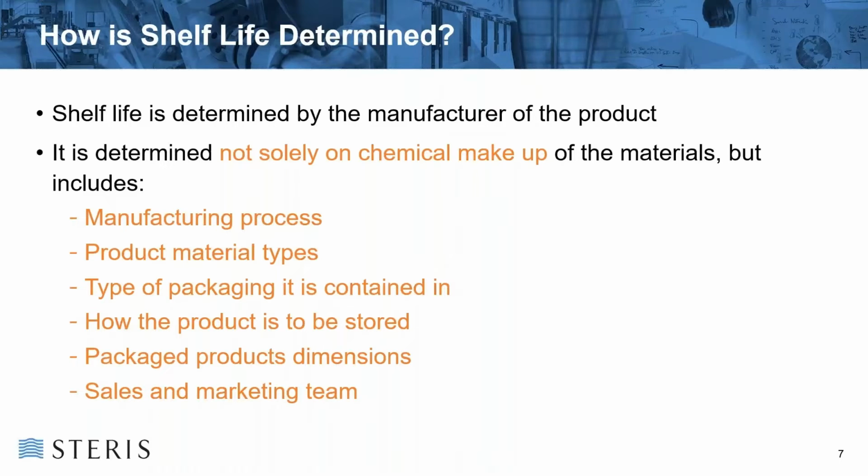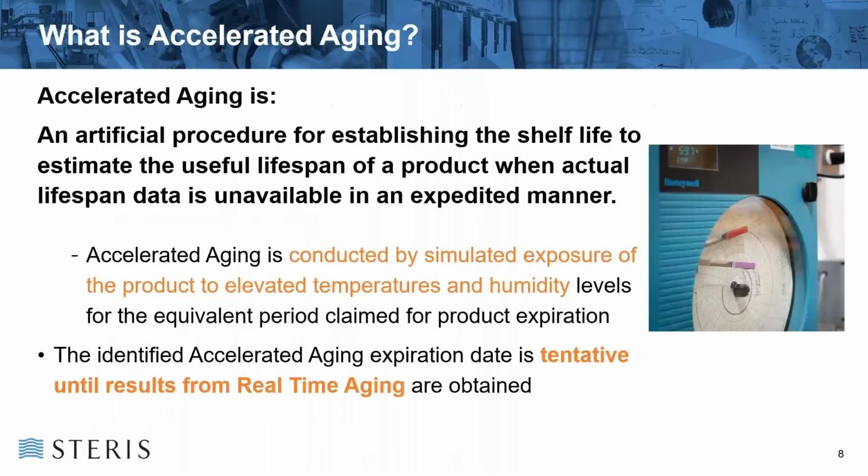A very important thing also is the packaged product dimensions, because if you have a large product in a very small pouch, which some people try to do, that product is putting pressure on the seals and will damage the seals over time. And last but not least, in determining the actual shelf life, is sales and marketing, because they determine how long the product is actually going to be on the market for. And they have a big say in that decision.